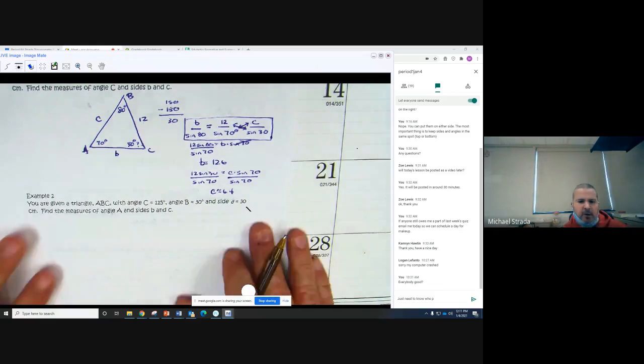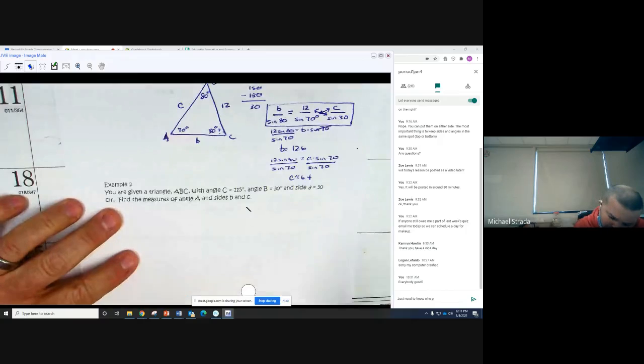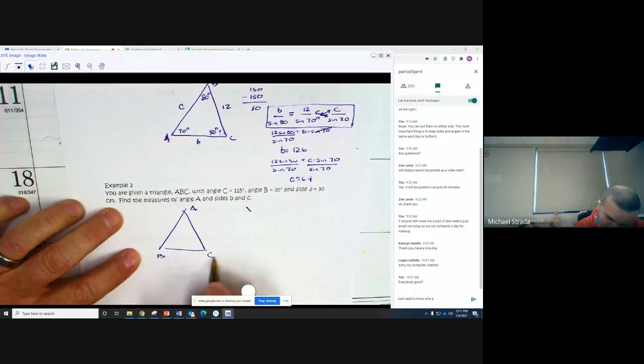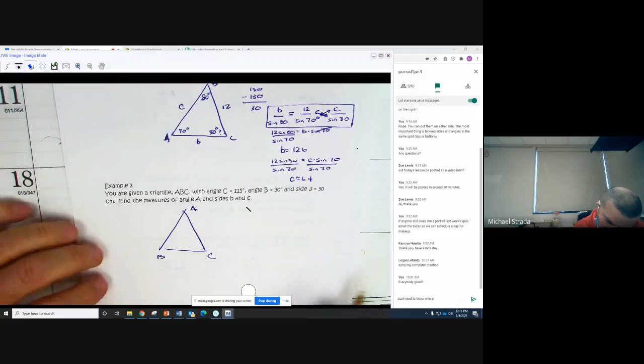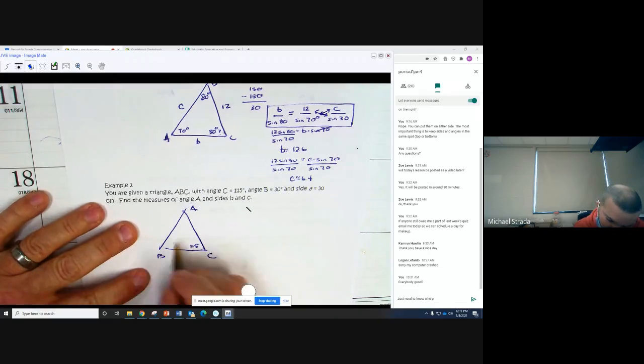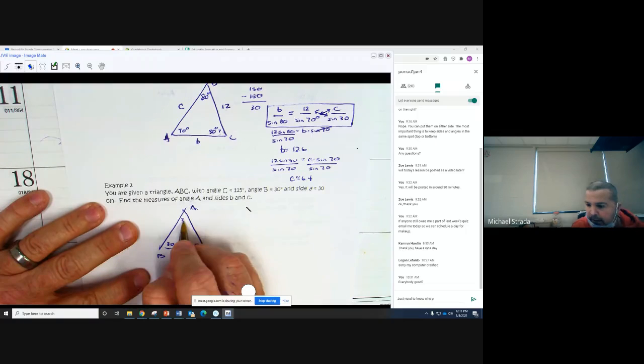All right, so triangle ABC, and again, you can put the letters anywhere you'd like. So if you have it drawn differently, that's fine. Angle C is 115, which is obtuse. That's fine. Angle B is 30, which means we add them up and subtract from 180, and I get 35.